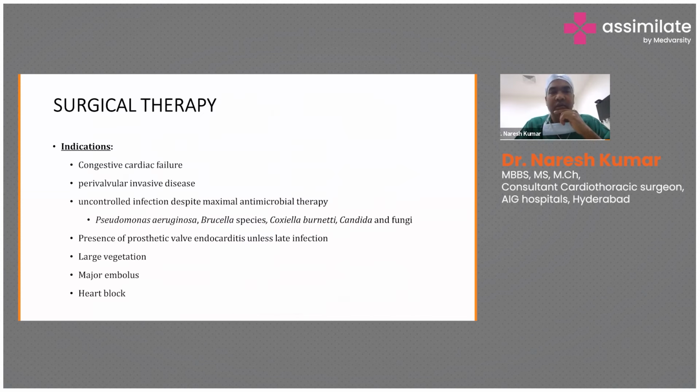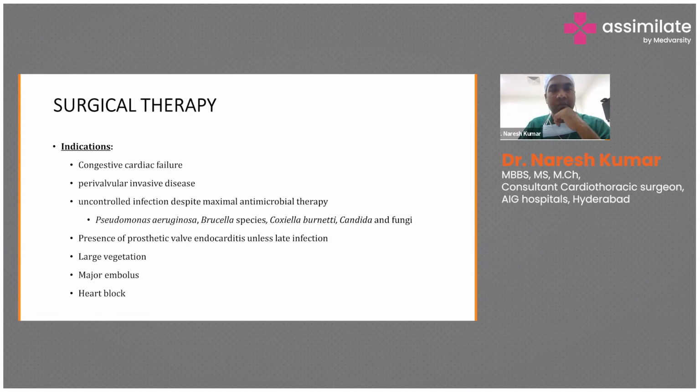For surgical therapy, the main indication includes congestive heart failure, the patient presenting in an acute condition with congestive heart failure, severe acute MR or severe acute AR. We have to take them for surgical therapy and do valve replacement surgeries along with debridement of the vegetations or infective lesions, and any perivalvular invasive lesions like root abscesses or fistulas. Ventricular fistulas or root abscesses causing more destructive pathology are one of the indications for surgical therapy.